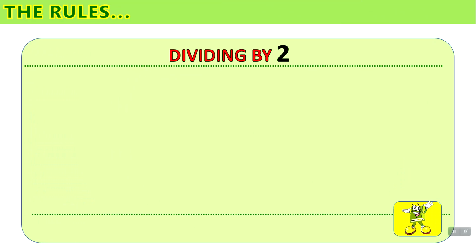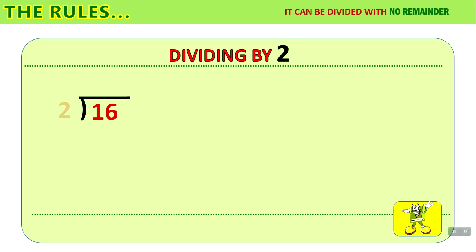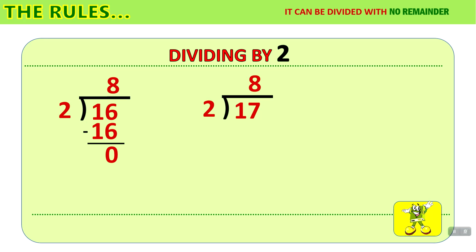Let's look at what happens when we divide by 2. Remember, divisibility means that a number can be divided with no remainder. So how can you tell if a number can be divided by 2 without a remainder? Let's look at 16. 16 divided by 2 is 8. 8 times 2 is 16. When we subtract, we're left with 0. Now let's try 17. 17 divided by 2 is 8. 8 times 2 is 16. But when we subtract, we're left with 1.